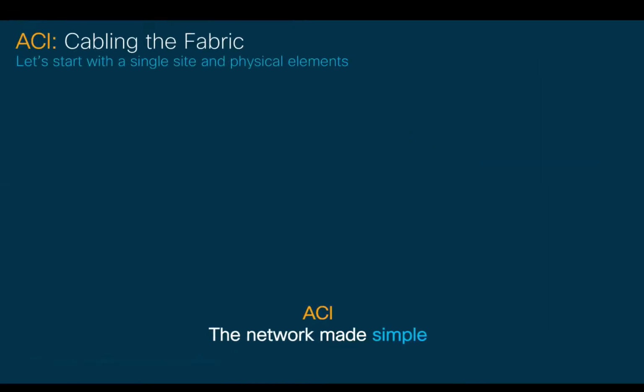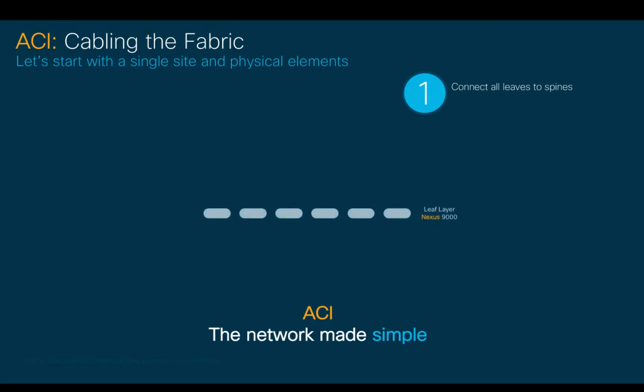After understanding the elements of an ACI fabric, it's time to cable them. The objective of this module is to have all leaves connected to all spines. Notice there is no connectivity between spines or between leaves in ACI in order to allow layer 2 equal cost multipathing within the fabric using VXLAN.